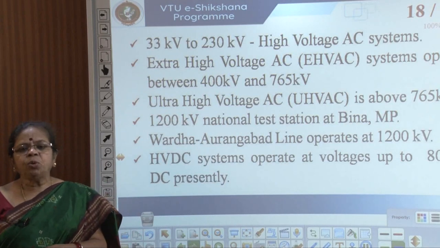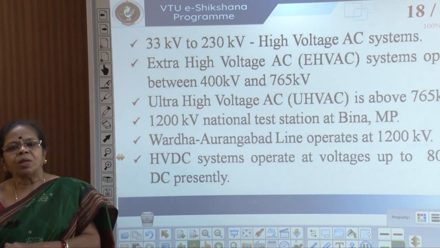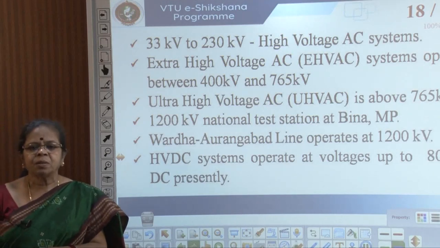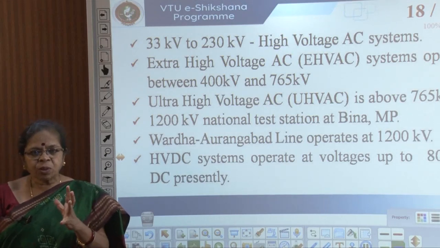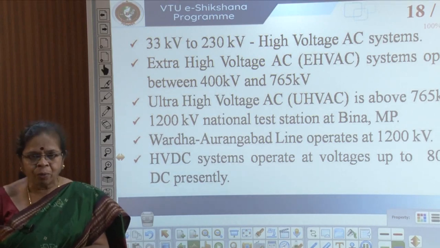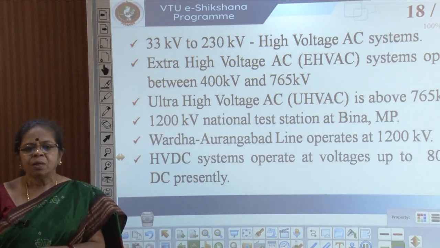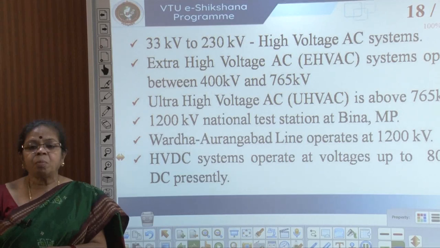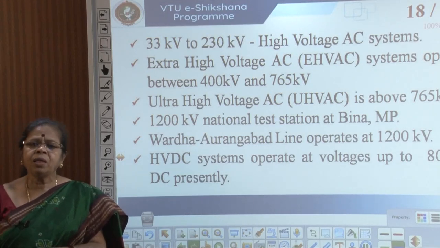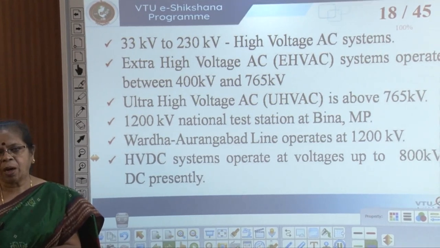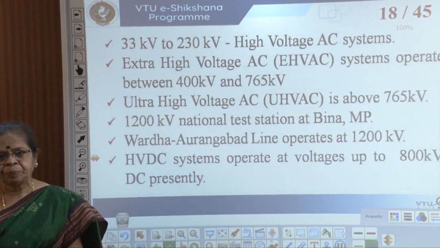So 33 kV to 230 kV, we generally call high voltage AC systems. Then 400 kV to 765, extra high voltage AC systems. 765 and above fall under ultra high voltage, UHV AC.